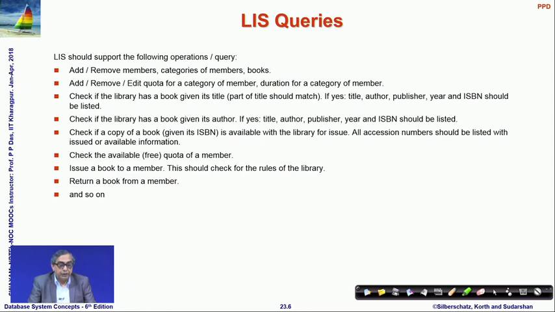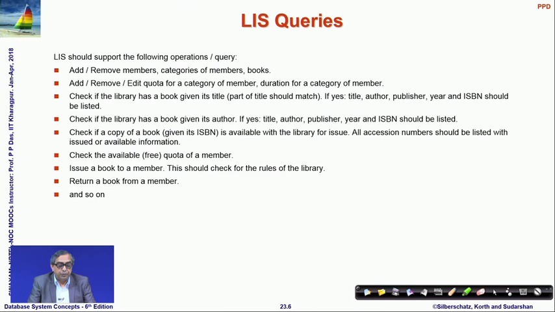We should be able to check if a copy of a book, if I specify the ISBN number, is available with the library for issue. So, there may be, as I said, multiple copies of the same book. So, given the ISBN number, it will return all the copies, the accession number of all the copies and their issue status, whether they are issued or they are available.